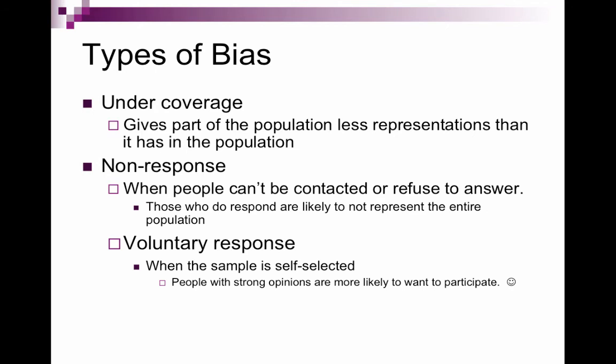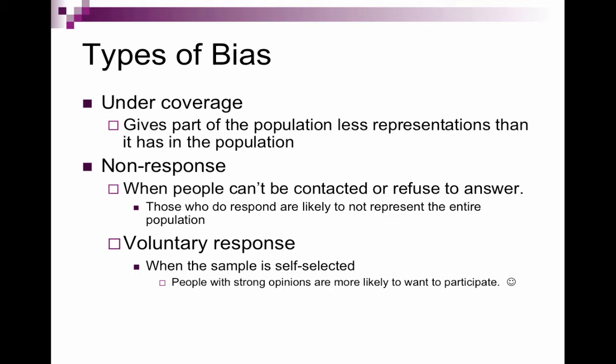Another type is non-response. Non-response is when people can't be contacted or they refuse to answer. What happens in this situation is that those who do respond are likely not to represent the entire population. Typically in this case, you get people with strong feelings. They either really like something or they really don't like something. And typically it's more of the negative. For the most part, if people are happy, they tend to stay quiet. But if people are really upset about something, they tend to be more vocal.